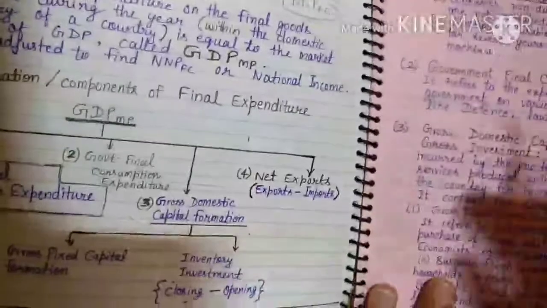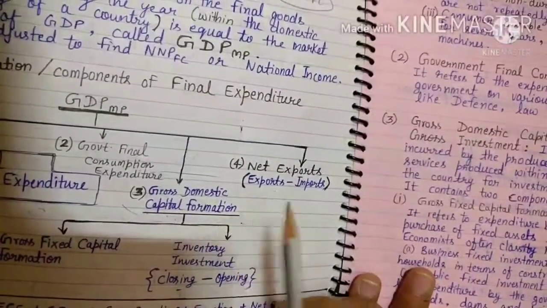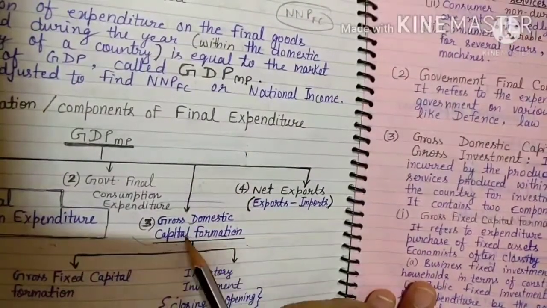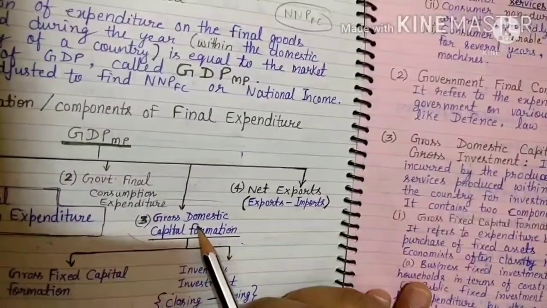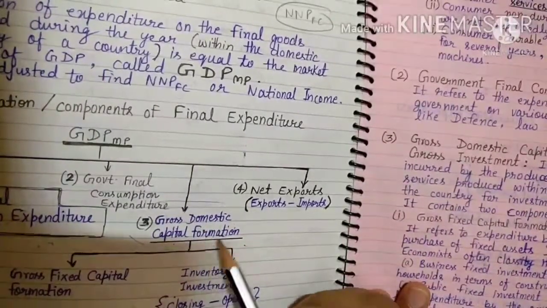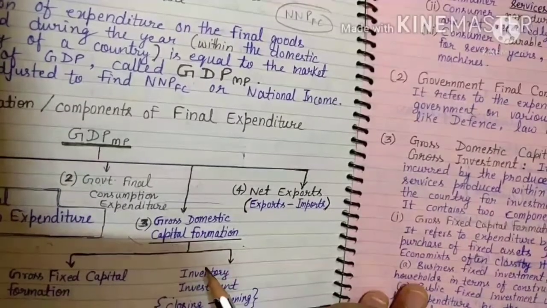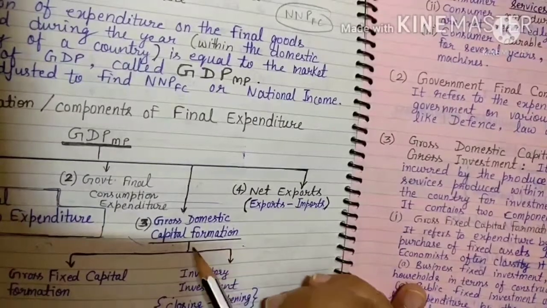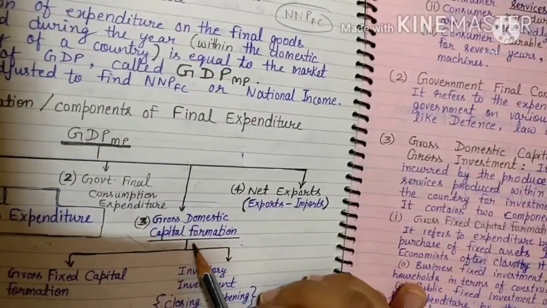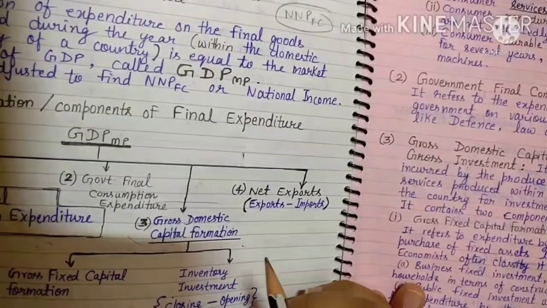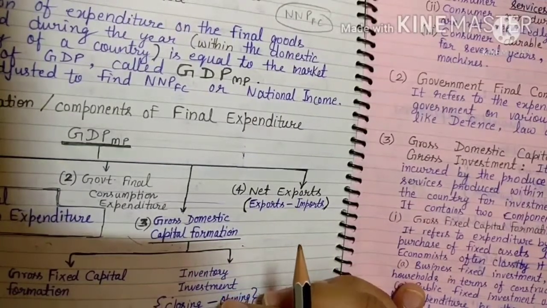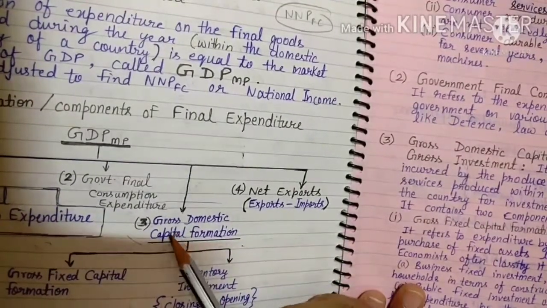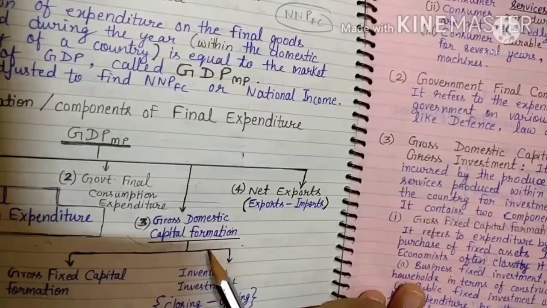Next is gross domestic capital formation. A very big word, you can say. Gross means total, domestic means only within the domestic territory of a country, not outside. Capital formation: here you have to focus on this word. It means we have to form capital. So basically what is coming here is gross investment. Gross domestic capital formation, or you can say investment.